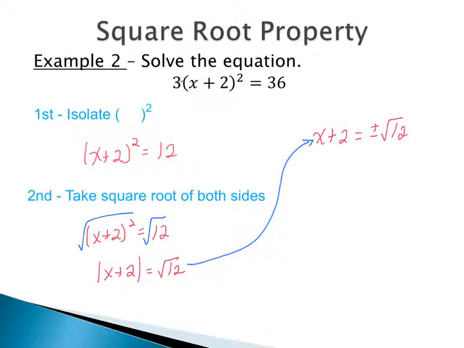Whenever we have a square root, we do want to try to simplify it. So once we're simplifying here, square root of 12, your largest perfect square factor would be 4, so you'd have square root of 4 times square root of 3, and then the square root of 4 is 2. So we actually have x plus 2 equals plus or minus 2 square root of 3. You need to simplify the square root of 12 at some point. You can do it now, you can do it at the end. It's completely up to you.